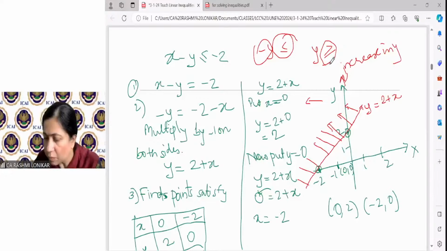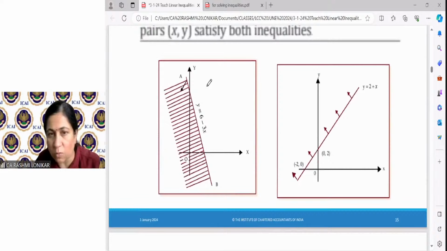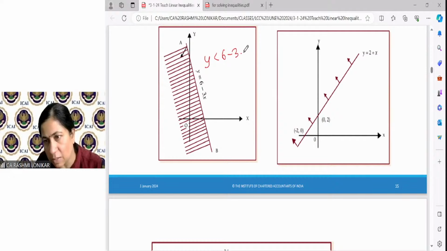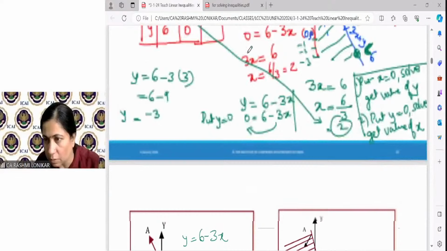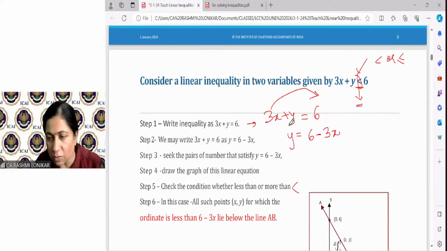Yes, Nikita, in the last question, what happened? Let me show it to you. Last equation, what was happening? Y is less than 6 minus 3x, right? No? 3x plus y is less than 6. Here, can you see the y is already positive? So this is y is less than is the condition.